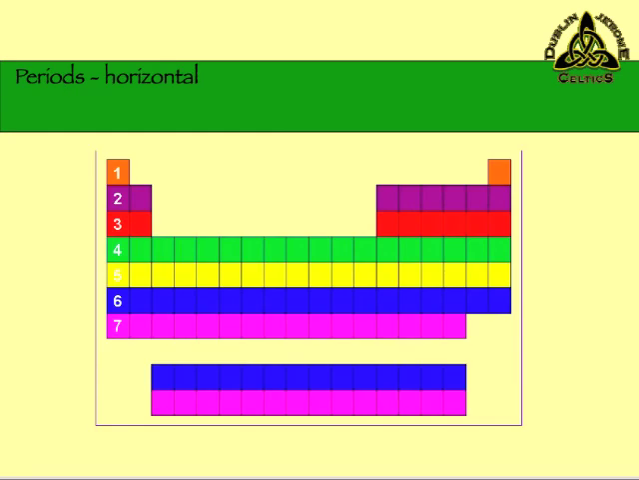We also have another direction, the horizontal direction, and those are called periods. Notice the nice color coding. You can see what's in each period. Period 1 only has 2 elements in it. Notice they don't have to be next to each other. They're in the same row. It's a period. Indeed.